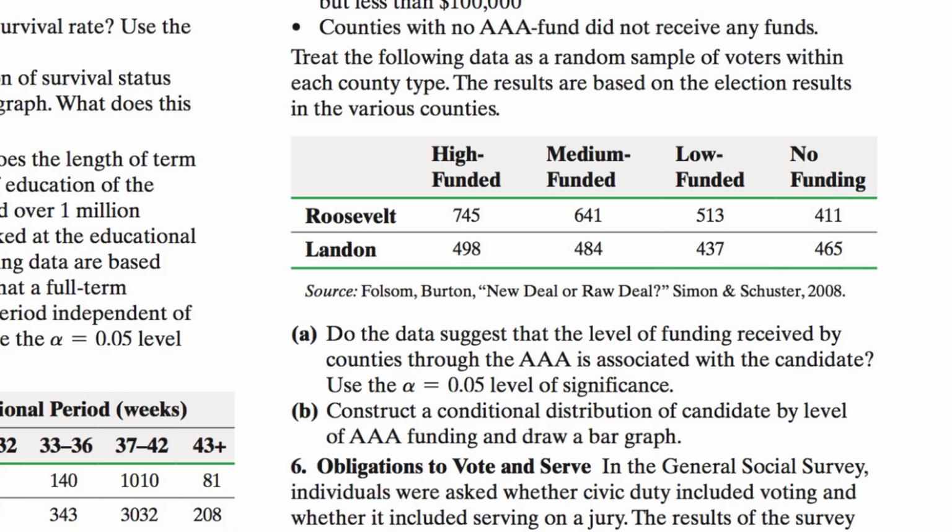It says, do the data suggest that the level of funding received by counties through the AAA, which was the agricultural administration under the Roosevelt administration there, do the data suggest that the level of funding received by counties through the AAA is associated with the candidate? So at first glance, you might think to yourself, well, it looks like we're doing a chi-square test for independence.